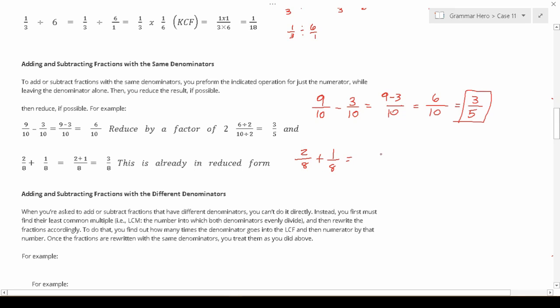So again, just add the numerators, 2 plus 1, keep the denominator the same. 2 plus 1 is 3, keep the denominator the same, 3/8. We cannot reduce this, so we are done.